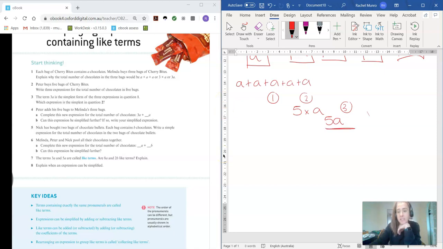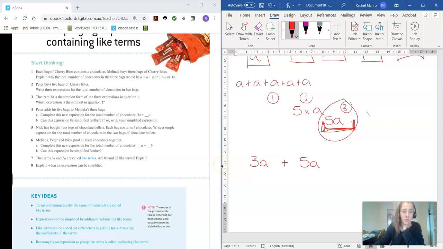Hopefully if you realise that it is 5a is the simplest, okay? That's the simplest form. All right, let's have a look now. Peter adds his 5 bags to Melinda's 3 bags. So what that's saying is Melinda had 3a of chocolates, and they're combining both of them together. So we need to add to that 5a.